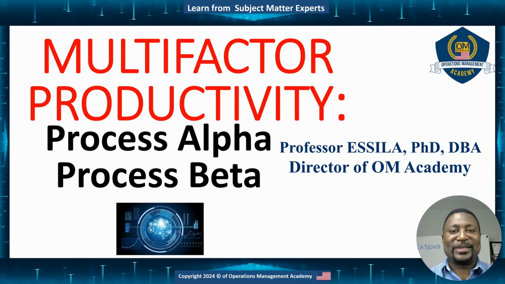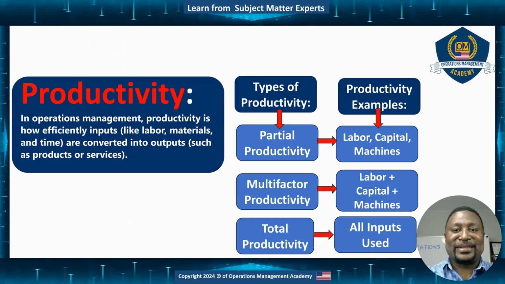Session on multi-factor productivity, where we're going to select a process based on multi-factor productivity. So we have two processes, process alpha and process beta, and we'll calculate multi-factor productivity for alpha and for beta, and we'll compare and choose the most productive process here. Okay, so this is really good to learn. So we're gonna get started here.